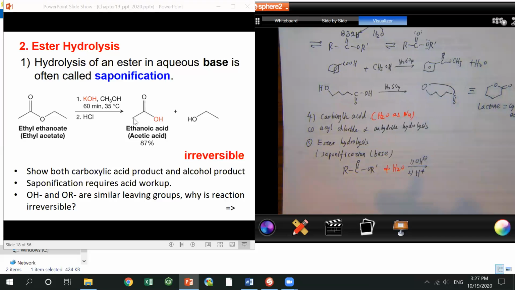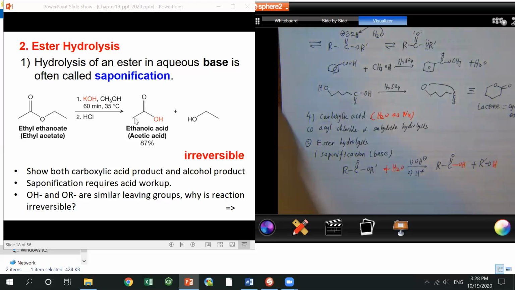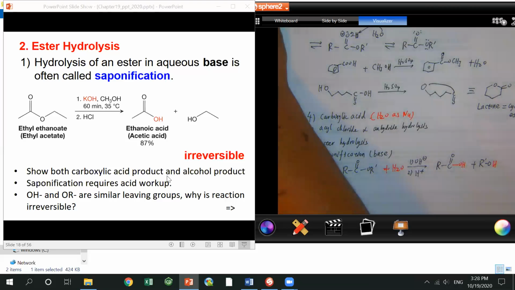Then you generally get one carboxylic acid, plus the alcohol. So that's quite often. Different from the other ester or acid conversions, where you don't need to draw the other product because it is inorganic, for the ester hydrolysis you normally have to draw both, because the other product is also an organic compound. Shown here, show both the carboxylic acid product and also the alcohol product.